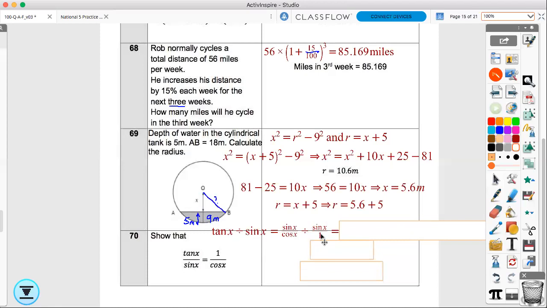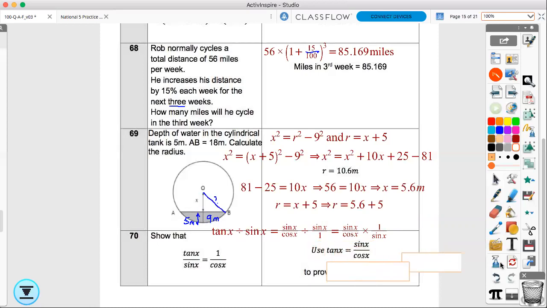So how do we divide two fractions? We use Flip KFC. We flip the second one, and we change the divide to a multiply. And now I've got sine x times 1 and cos x times sine x. You can just simplify the sine x and sine x. And that should give you sine x.